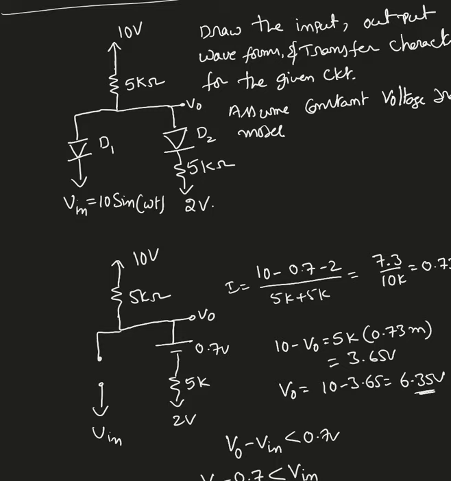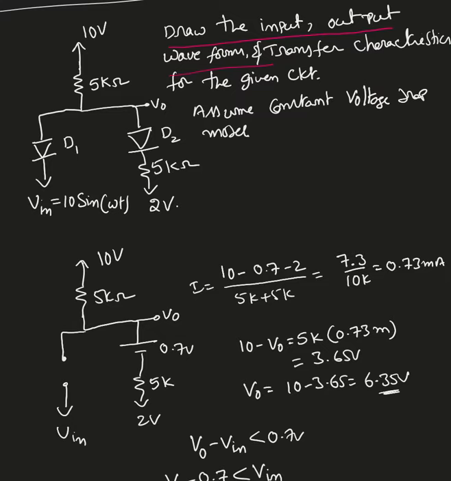Here is the next example. In this example, he's asking about drawing the input and output waveform and transfer characteristics for the given circuit. Assume the constant voltage drop model. Okay, this is the given circuit.